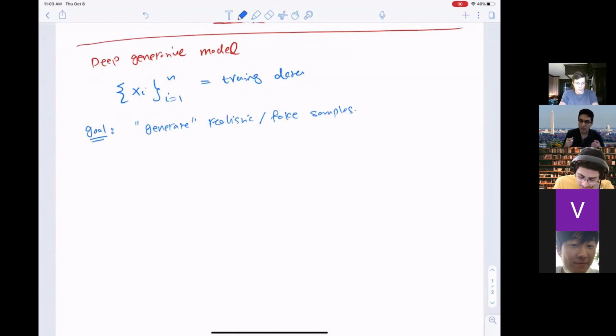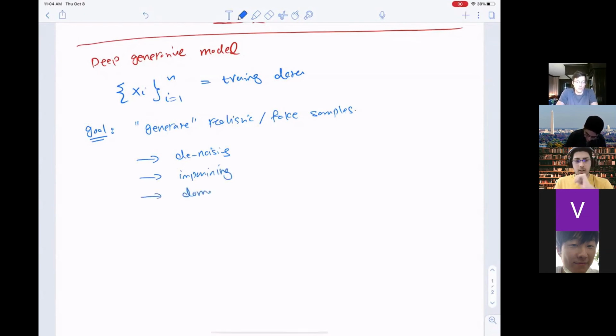Okay, so it deals with a fundamental question of learning the underlying distribution of a data set. And if you could learn a distribution for a data set, you can deal with a lot of other problems that we have in machine learning. For example, you can think about denoising. You can think about inpainting. You can think about domain transfer if you have a good generative model.